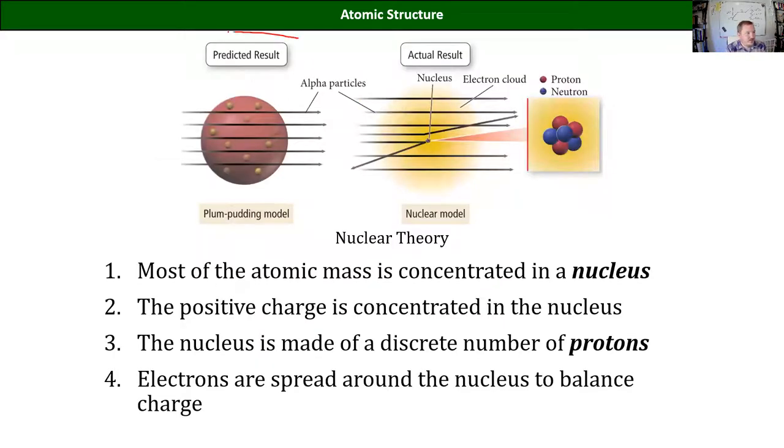So basically, this is what Rutherford was expecting: all of the alpha particles would go right through the plum pudding model and just be moving slower at the other side. What he actually saw was that almost all of those alpha particles went right through the gold foil and hit the other side at the same energy that they started with.